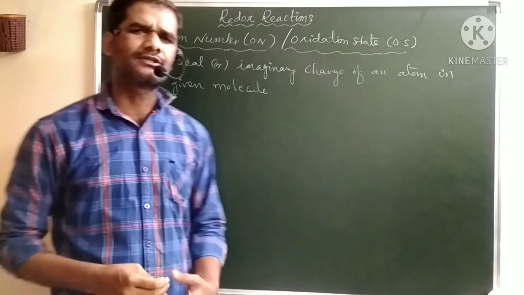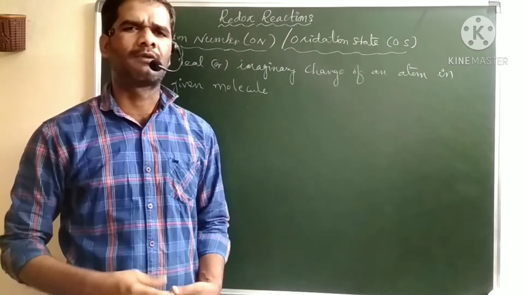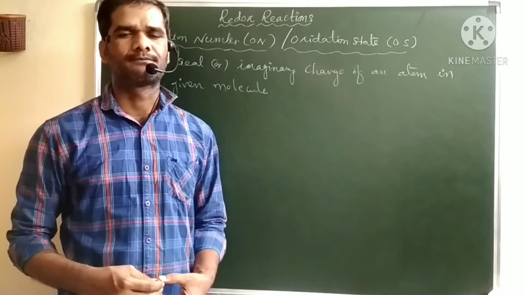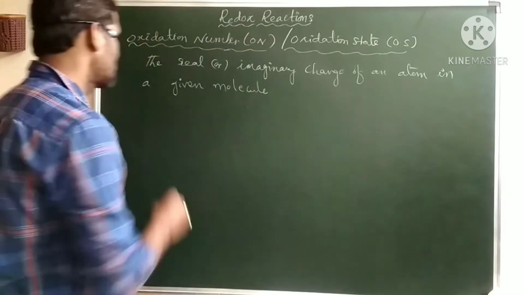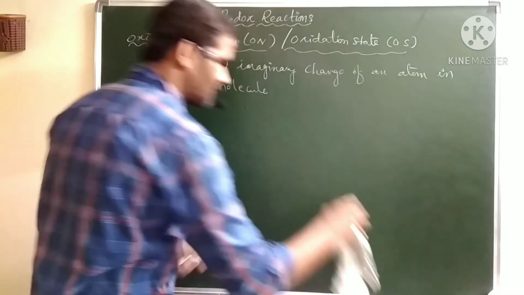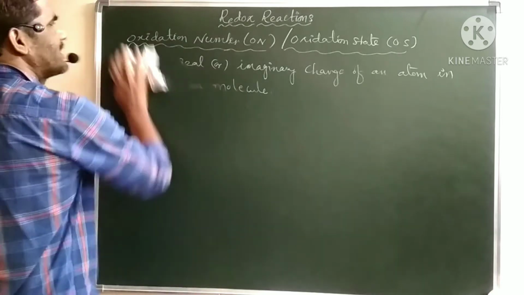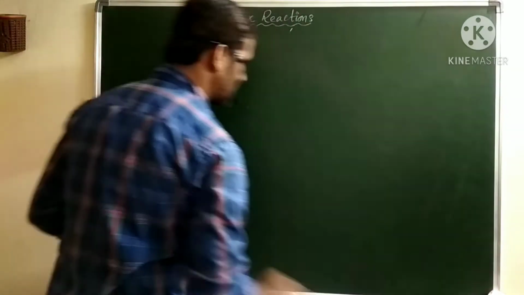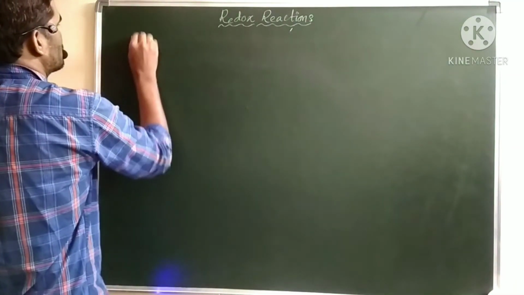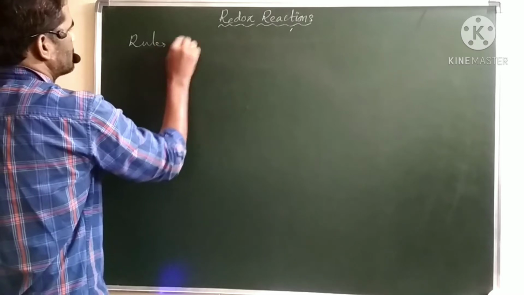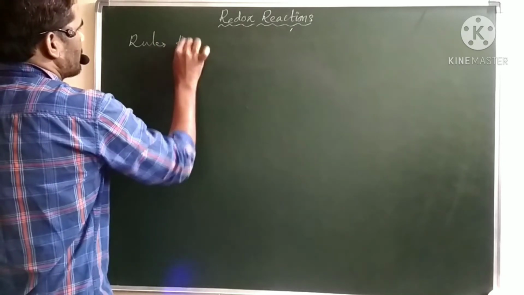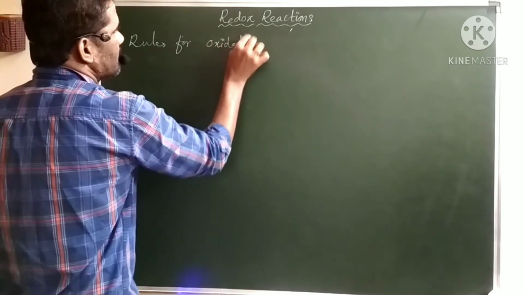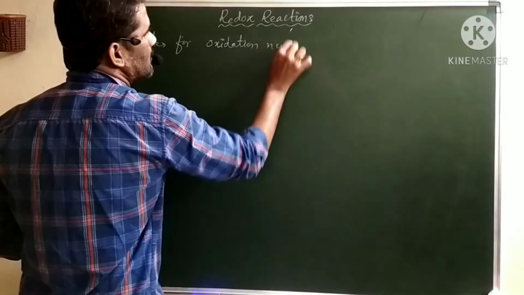Then how do we calculate this oxidation state or oxidation number for a given molecule? To find out the oxidation state, we have certain rules. Based on those rules, we can easily calculate the oxidation state of an atom in a given molecule. So first we will discuss the rules for oxidation number.